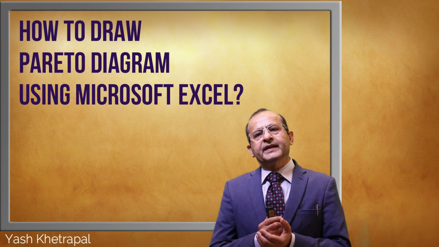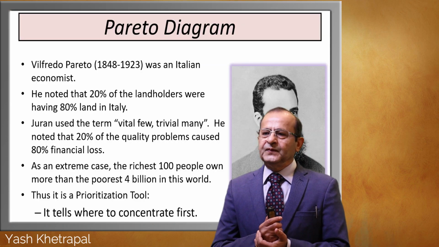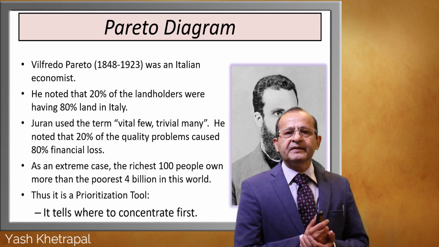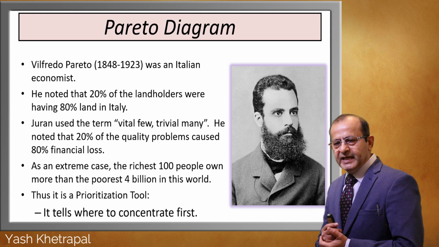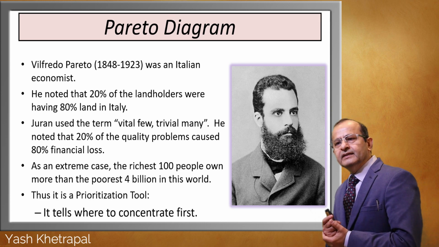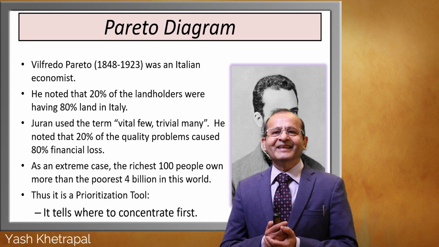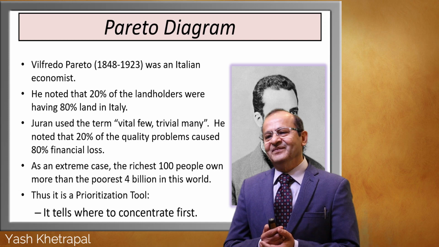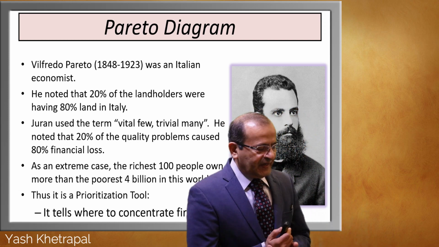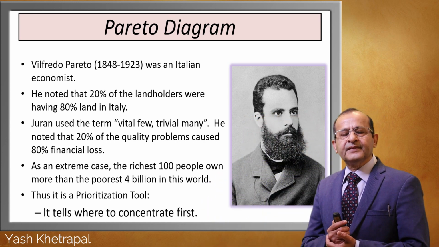But first we'll have to understand who Pareto was. Vilfredo Pareto was an Italian economist. He was from a very wealthy family. His parents sent him to France for his higher education. He went over there and learned a bit of engineering, economics, etc. He came back, did some study and found that 20% of the landholders had 80% of the land in Italy. Fair enough.